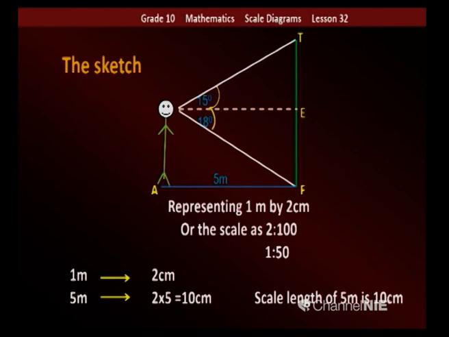As a ratio, I can write 2 to 100. 100 is 1 meter. 2 to 100. Normally, we write the simplest form. Therefore, I am writing that as 1 to 50. Using 1 centimeter, I am representing 50 centimeters. 50 centimeters by 1 centimeter. That is our selected scale.